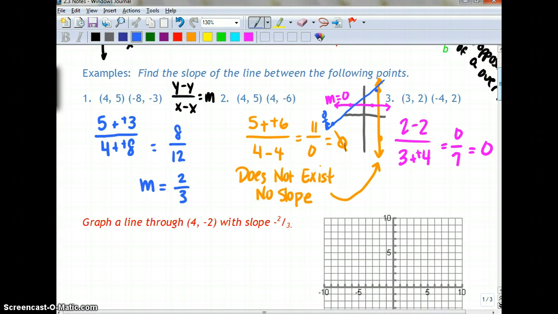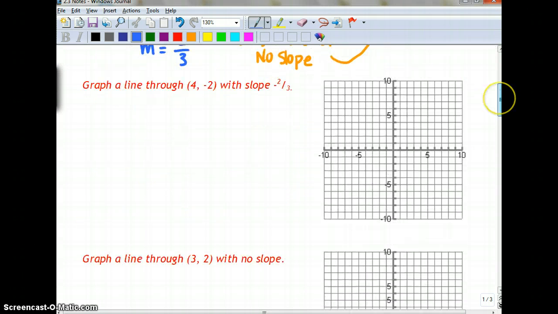Right, you'll have to do some graphing problems with slope. Graph a line through the point 4, -2 with slope -2/3. So if the line's going to go through this point, we might as well put a dot right on that spot. So we would go 4, -2. And now, to get to another point on the line, we can use the slope. So you always need a point and slope, and then you can make your line, okay?